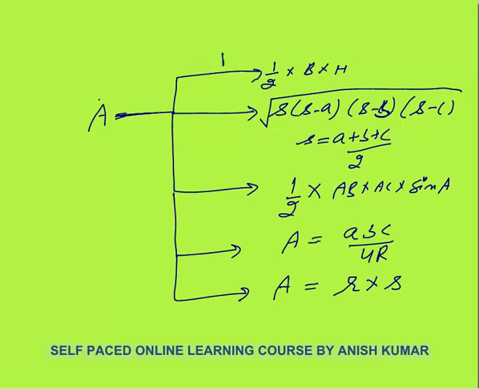These first three formulas are mostly used, especially the first formula is very important. The second is less used than the first. The third is less used than the second. And the fourth and fifth are rarely used to calculate the area of a triangle.